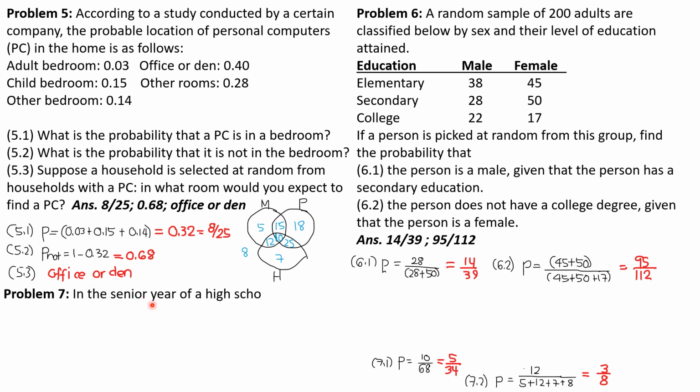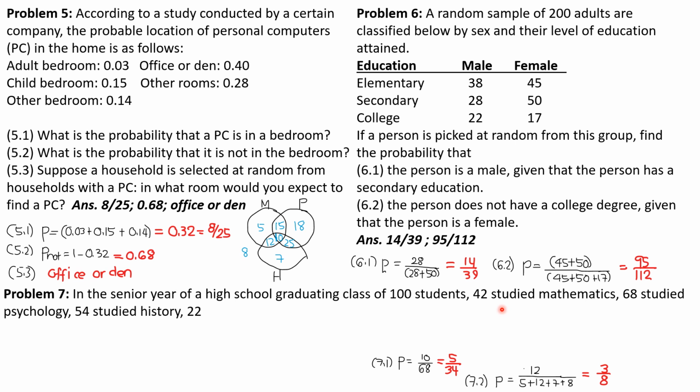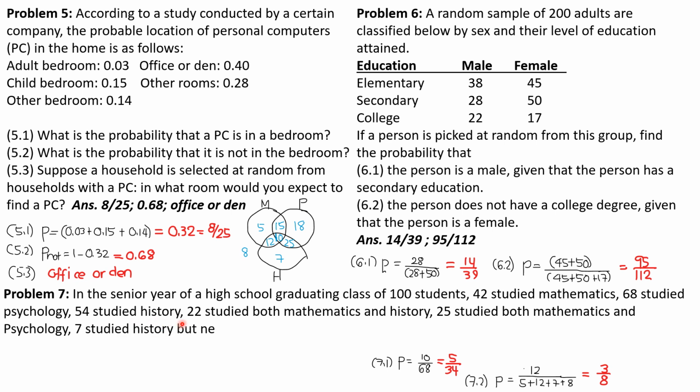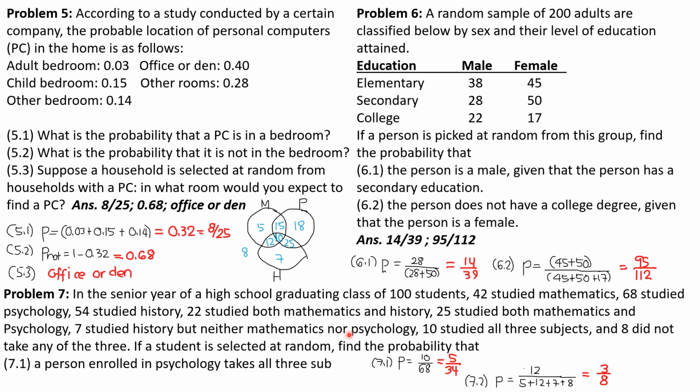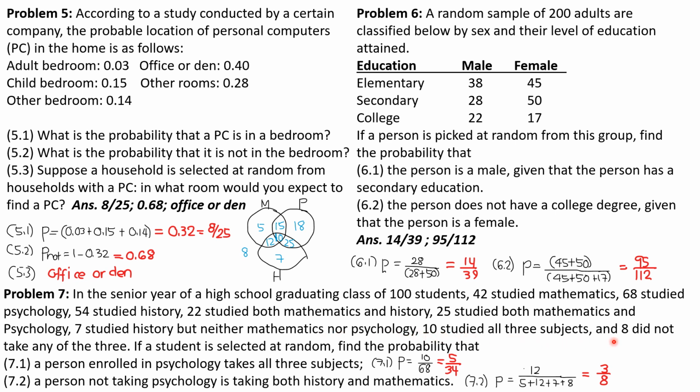Proceed to problem 7. In the senior year of a high school graduating class of 100 students, 42 studied mathematics, 68 studied psychology, 54 studied history, 22 studied both mathematics and history, 25 studied both mathematics and psychology, 7 studied history but neither mathematics nor psychology, 10 studied all the 3 subjects, and 8 did not take any of the 3. If a student is selected at random, find the probability that a person enrolled in psychology takes all the 3 subjects.